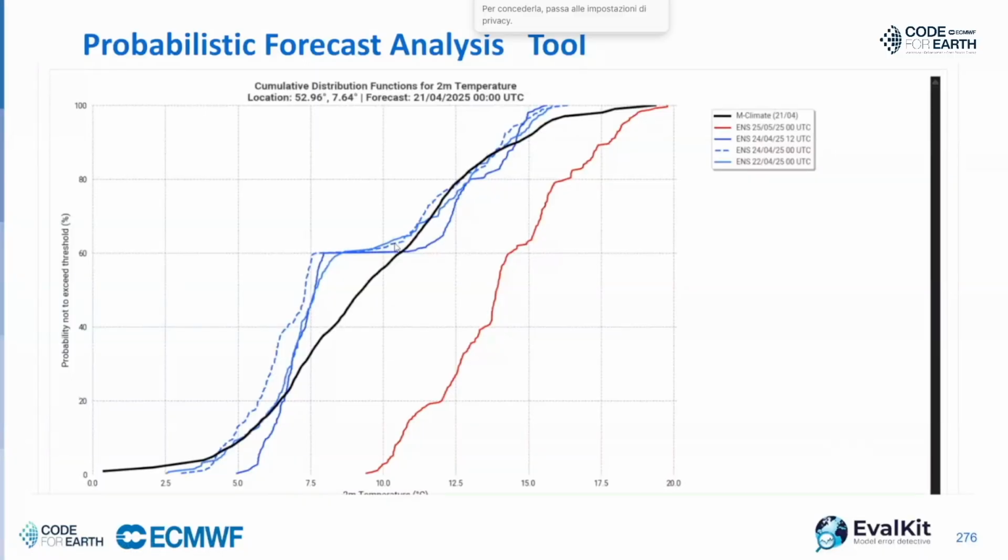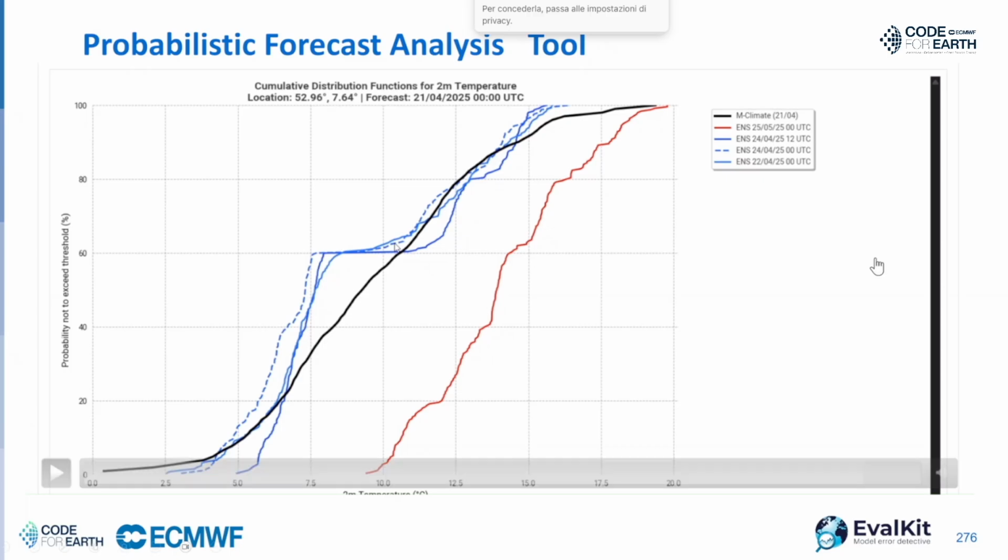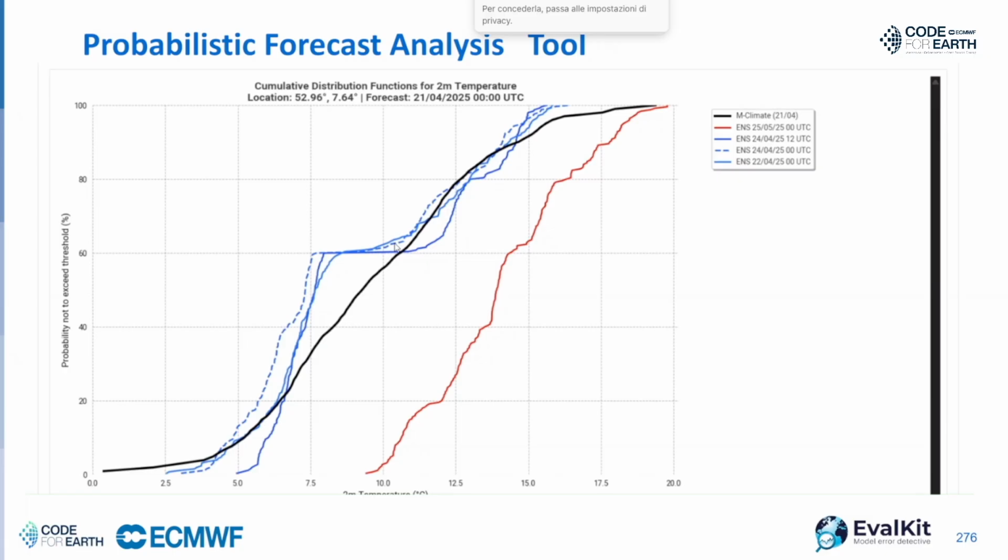And here we have the last one, which is the CDF, the cumulative distribution function, which is used to see the probability at which a specific variable exceeds the threshold. I skipped the other parts because the training data is similar for all three plots. What changes is only the plotting section.